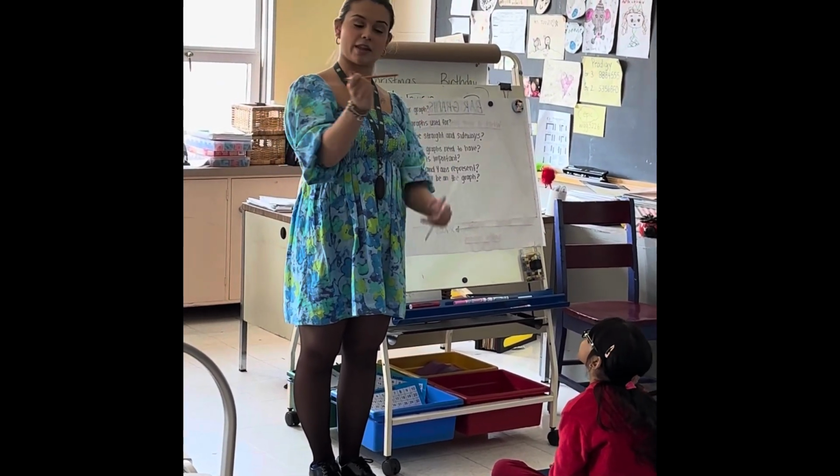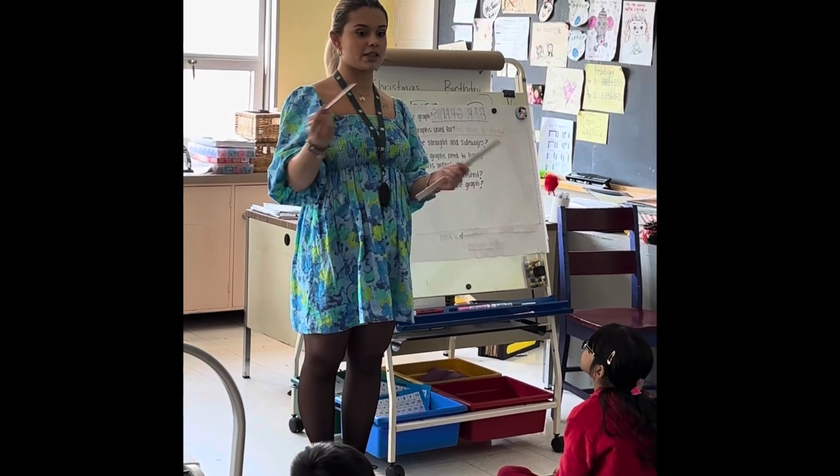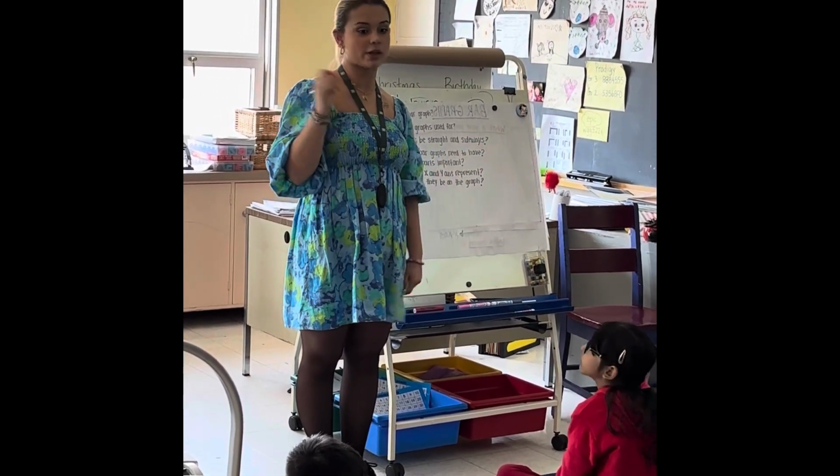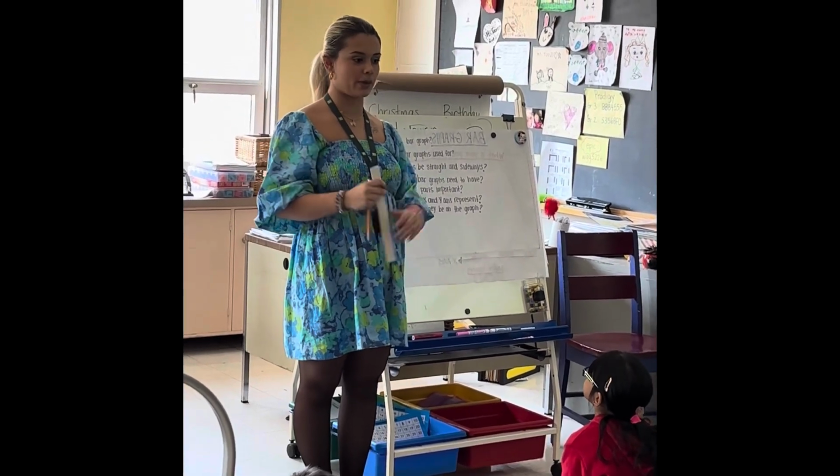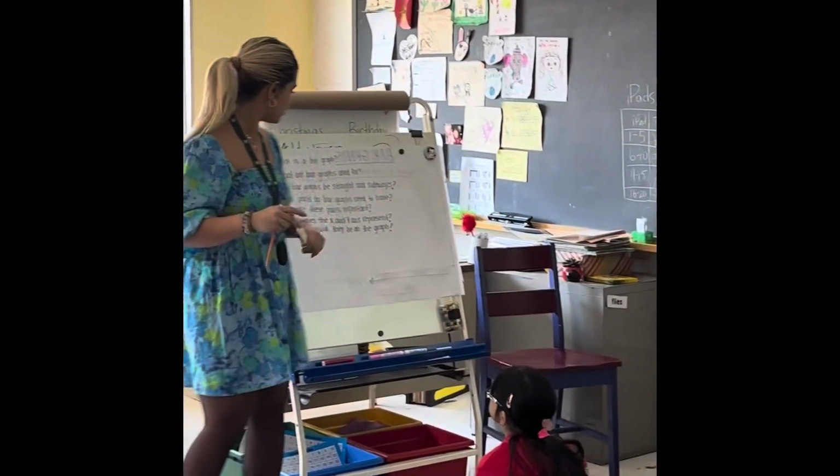So you're going to have to look for the in-between numbers because there are going to be numbers missing. It's not always going up by 1, 2, 3, 4, 5, 6, right? Just like how we count 2, 4, 6, 8, right?